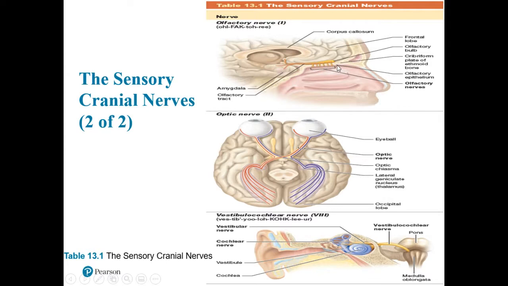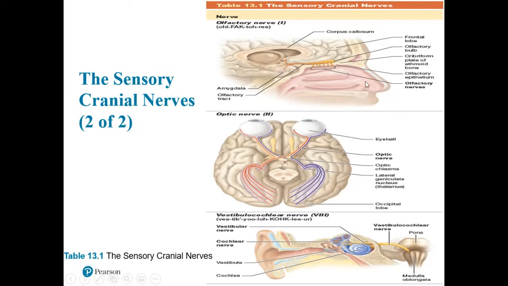So this ethmoid bone right there has perforations. It has tiny little holes, and those holes allow for projections of the olfactory nerve to essentially stick out into the nasal cavity, right? So they go ahead and project out into the nasal cavity to start detecting, right, all of those odorants, all of those molecules that you're breathing in, right?